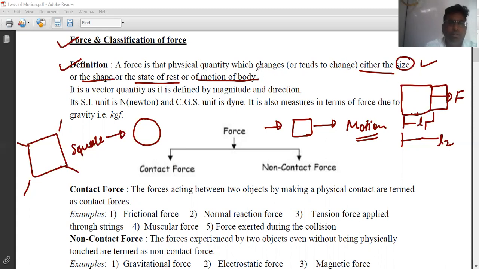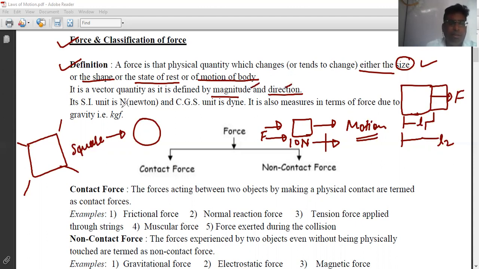So this is the definition of force. The next point is that force has magnitude and direction, right? Suppose I am applying force on this object, it has some numerical value like 10 Newton, and we are applying this force in this direction, the right-hand side. So it has both magnitude and direction, right?